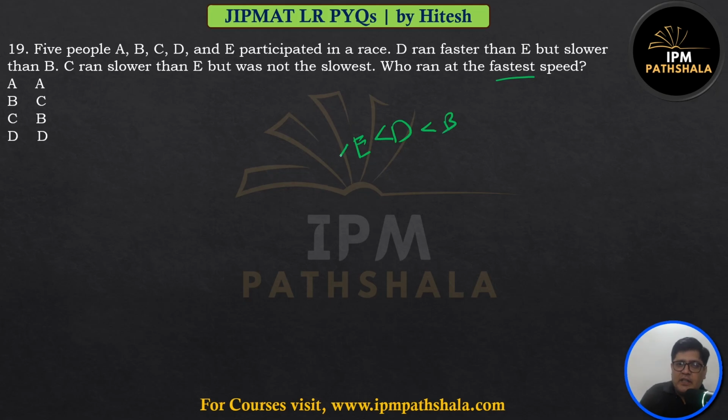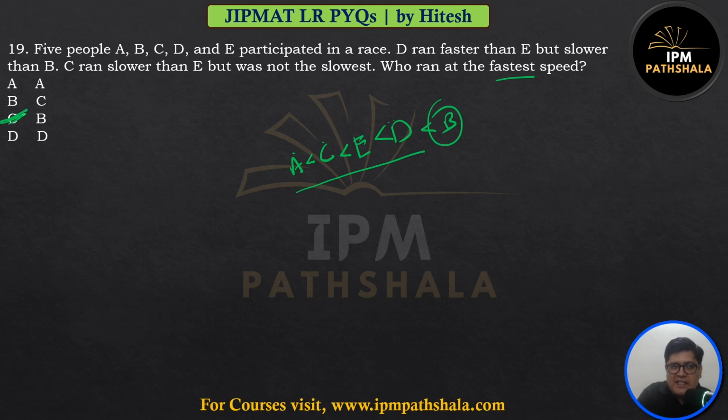C is further slower than E, but not the slowest. C cannot be the slowest person. So who is remaining out of A, B, C, D? Only A remains. So A, B, C, D, E is the sequence of their running. So who is the fastest one? B is the fastest one.